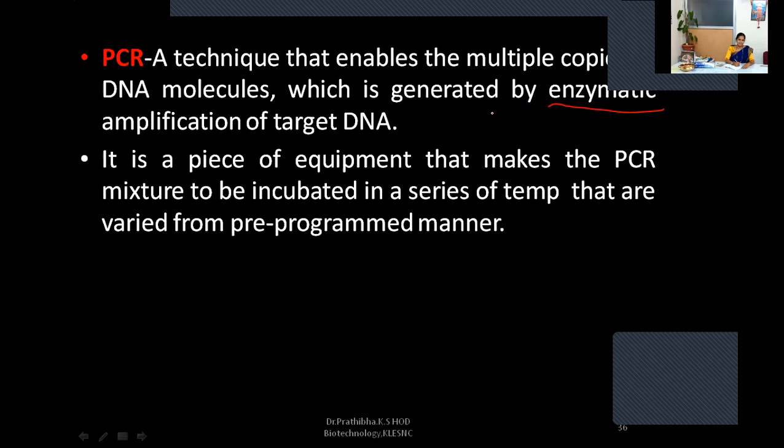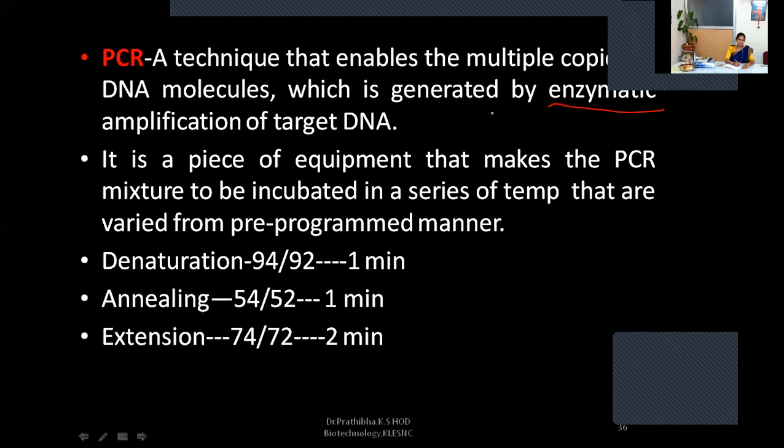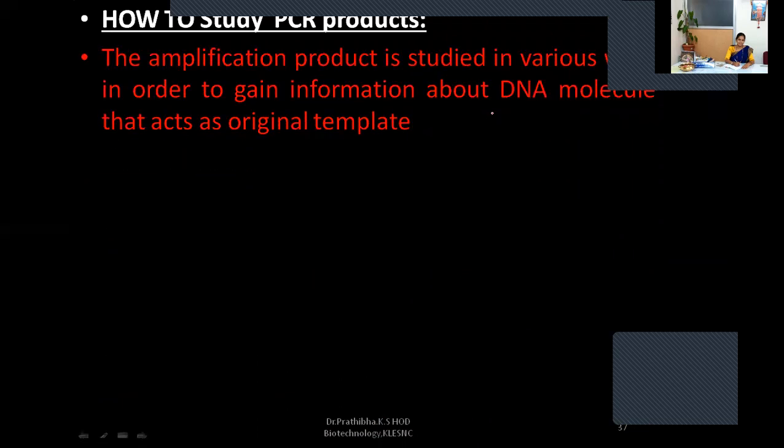It is a piece of equipment that makes the PCR mixture be incubated in a series of temperatures that are varied in a pre-programmed manner. And this PCR goes through three stages or three steps: denaturation at 92 or 94 degrees Celsius for 1 minute, annealing at 52 or 54 or 55 degrees Celsius for 1 minute, and extension at 72 or 74 degrees Celsius for 2 minutes. We can give this introduction related to the PCR, and this was given by Kary Mullis in the year 1985.